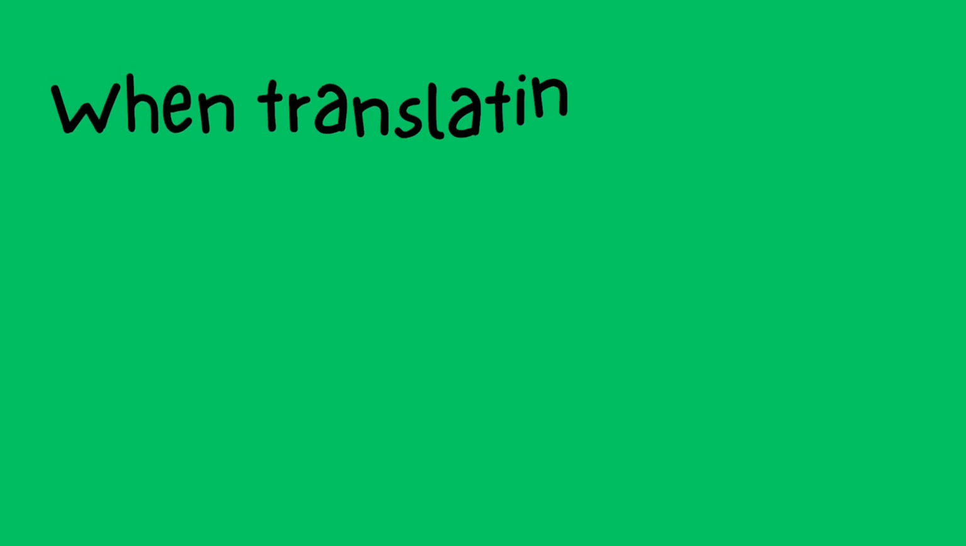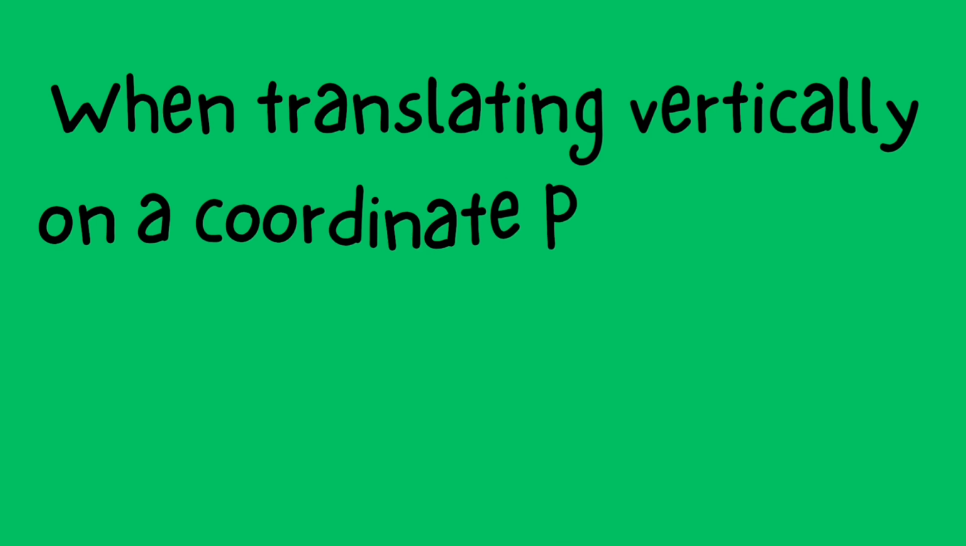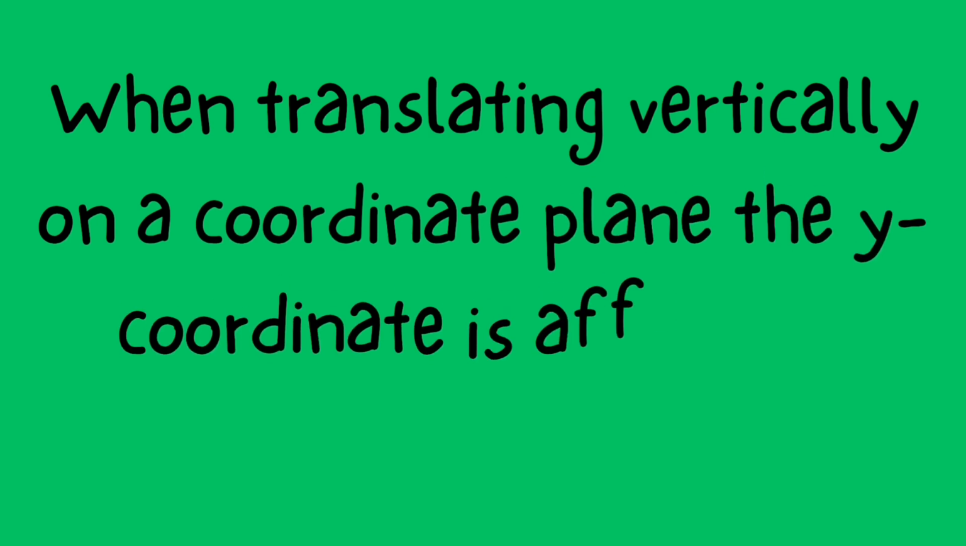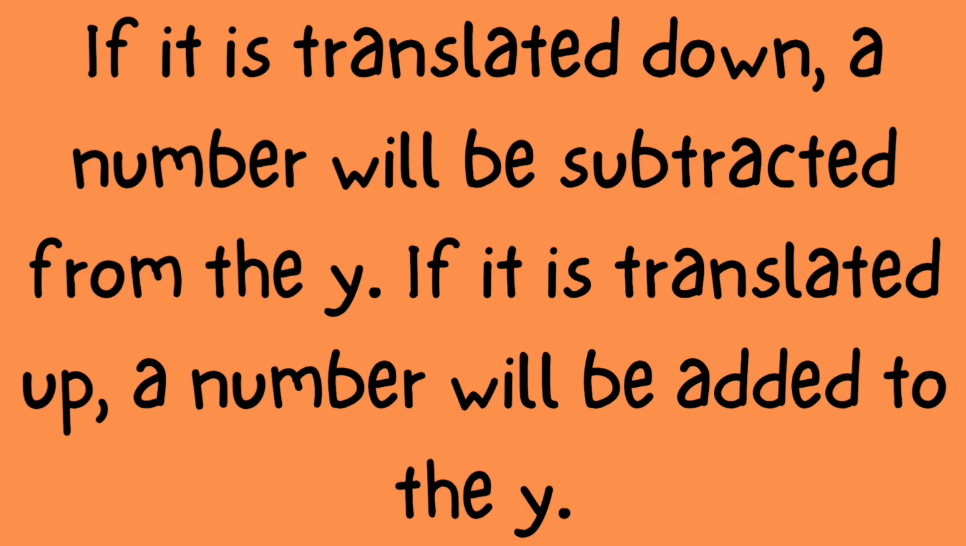When translating vertically on a coordinate plane, that's up and down, the y-coordinate is affected. If it is translated down, a number will be subtracted from the y. If it is translated up, a number will be added to the y.